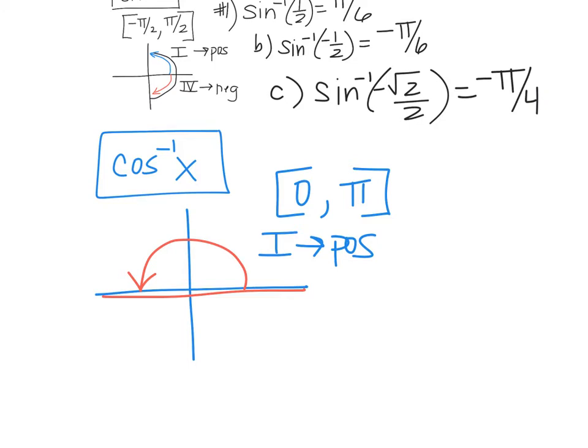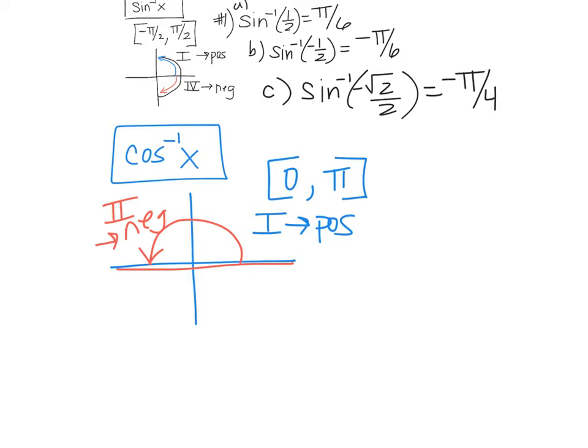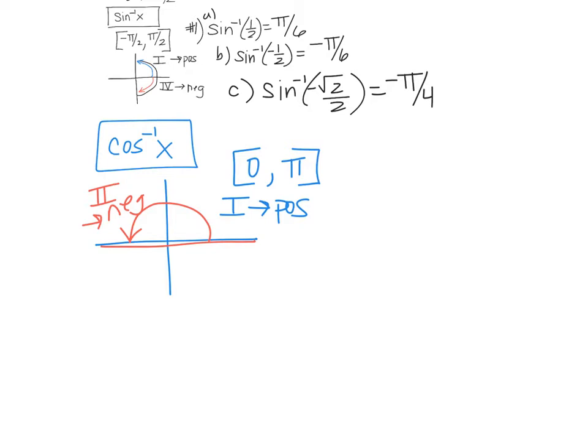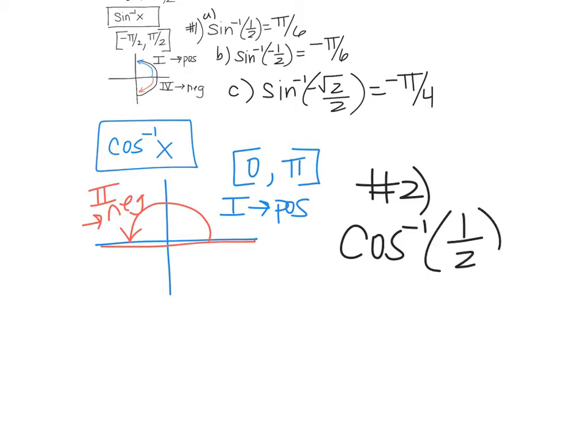So those are going to be your positive answers, and quadrant 2 will give you, well, not your positive answers, but when you're taking it of a positive number, you will get an answer in quadrant 1. If you are doing it of a negative number, you'll be in quadrant 2. So let's see how that works. Number 2. Let's find the cosine inverse of 1/2 first.